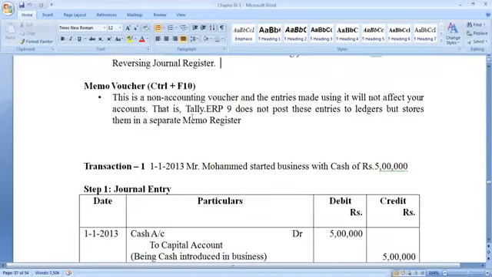There is one more, the memorandum voucher or memo voucher. The memorandum voucher, also called the memo voucher, is used with the shortcut Control plus F10. It is a non-accounting voucher and will not affect your accounts. The regular accounts which you prepare will not be affected by the memo voucher. It is a kind of non-accounting voucher.